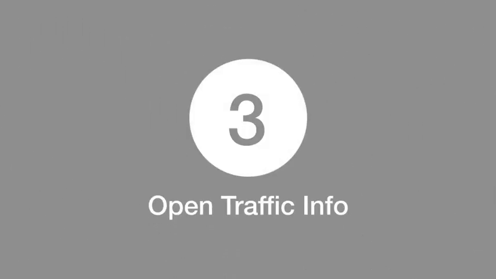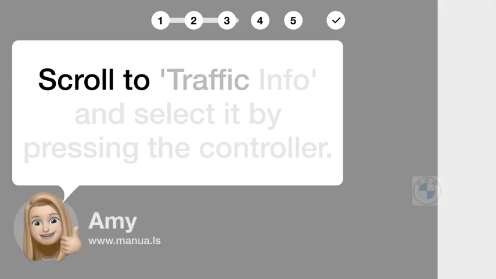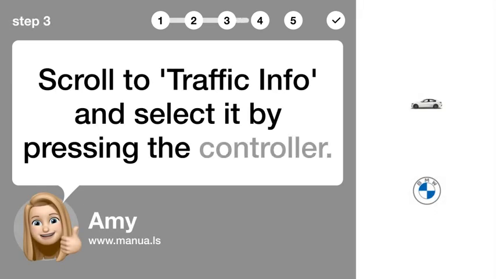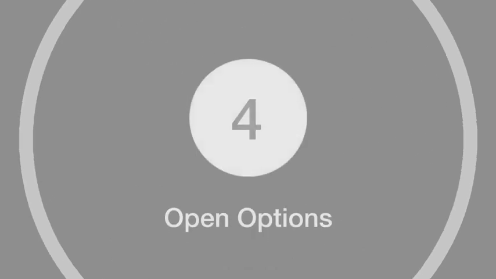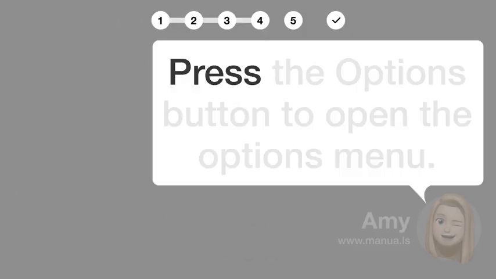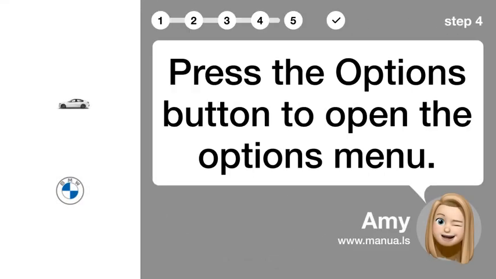Step 3. Open Traffic Info. Scroll to Traffic Info and select it by pressing the controller. Step 4. Open Options. Press the Options button to open the Options menu.